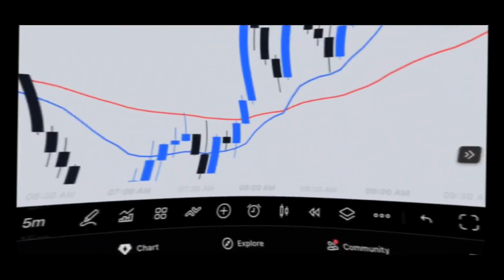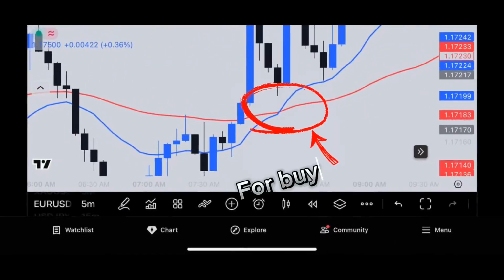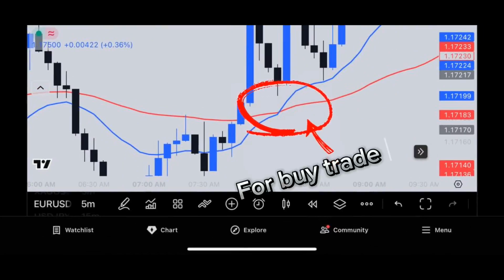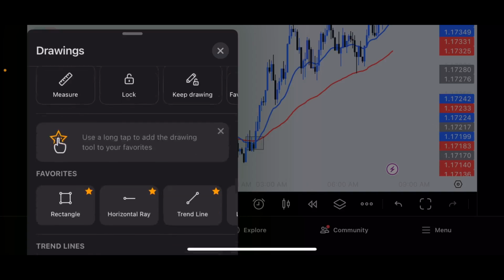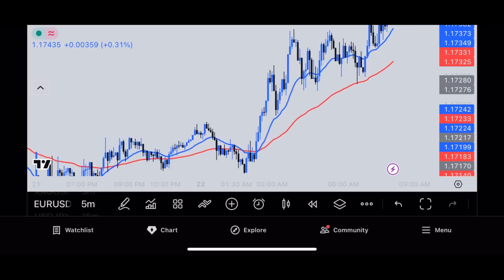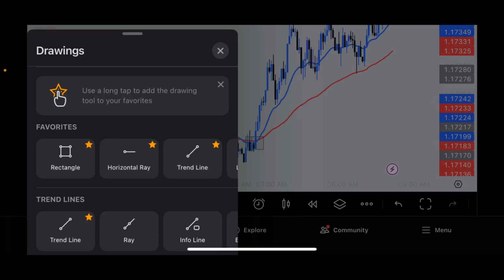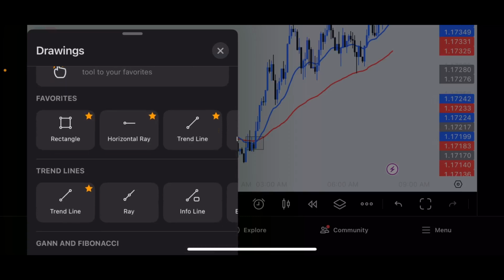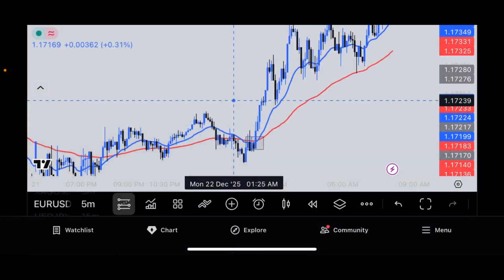Before you take a trade, the first thing you want to confirm is that you see a cross happen between the moving averages. What we are looking for is the blue moving average to cross above the red one. This shows us that the price is going to go for a buy. This is the chart right here. Let's say we want to take a trade right here. Now we are looking for a trade right here.